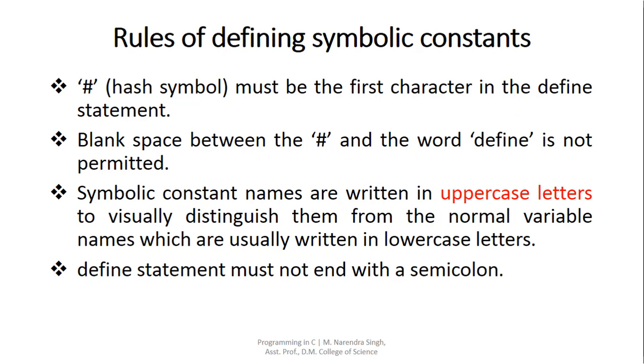Now let's see the rules of defining symbolic constants. The hash symbol must be the first character in the define statement. Blank space between the hash and the word define is not permitted. That is, there should not be any space between the symbol hash and the word define. Otherwise, the compiler will show an error. Symbolic constant names are written in uppercase letters to visually distinguish them from the normal variable names, which are usually written in lowercase letters. A define statement must not end with a semicolon. Otherwise, the semicolon will be treated as part of the constant the symbolic constant represents.